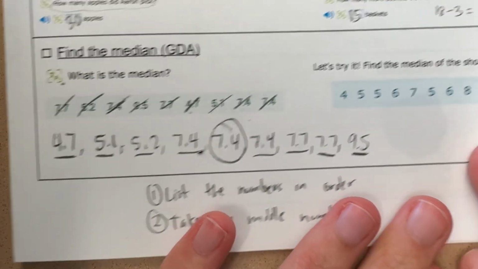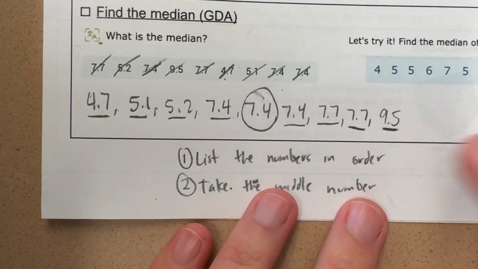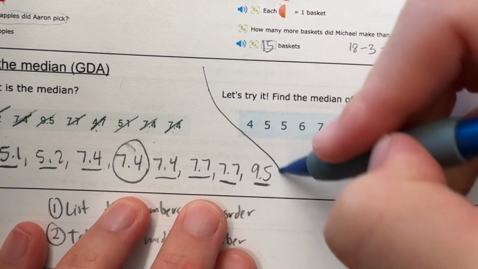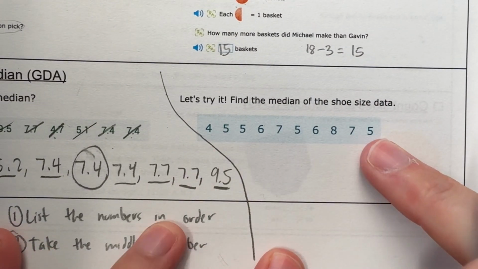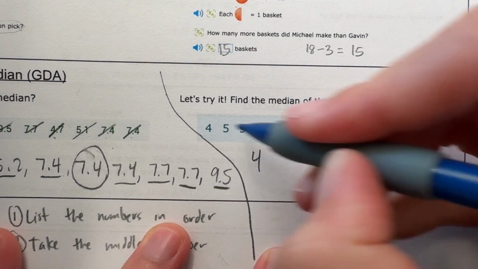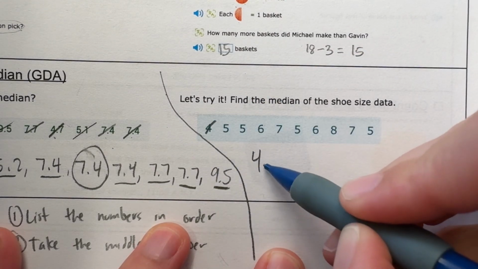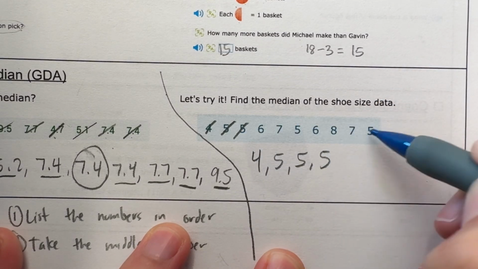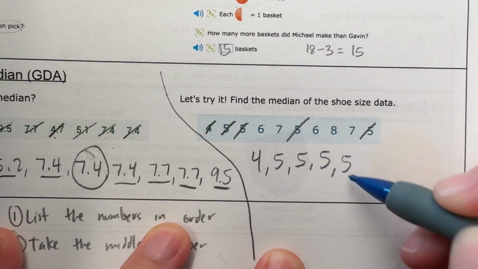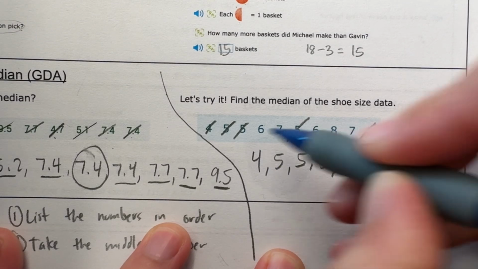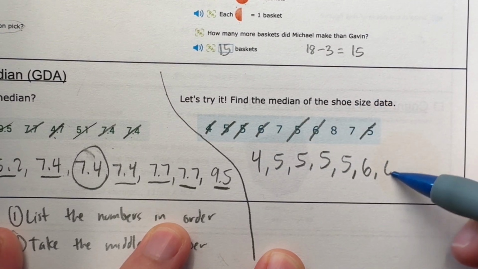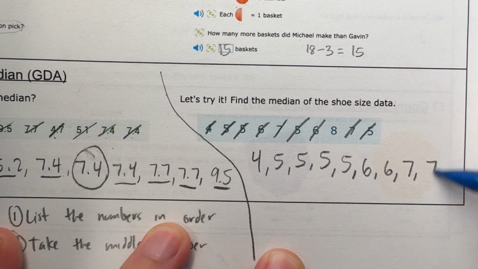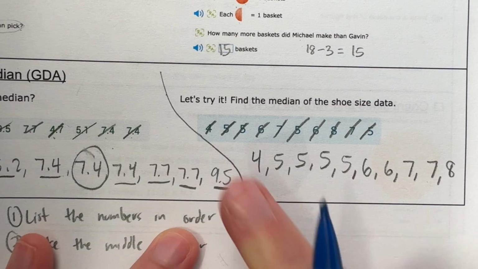Okay, let's do one more example, and you're gonna see there's something different about this one. So don't just think, oh, I got it. Here, I'm gonna just put a line right here. Okay, let's list in order from least to greatest. The smallest number is 4. Is there any other 4s? No. There's a 5, another 5, another 5, another 5, a 6, a 6, a 7, a 7, and an 8. Okay, make sure you got all of them.